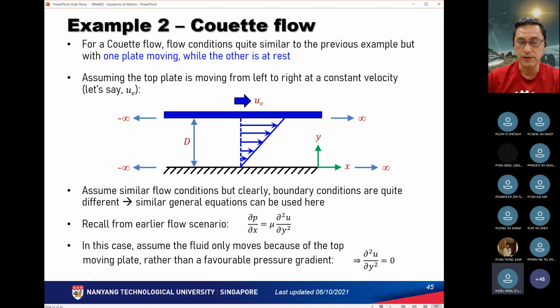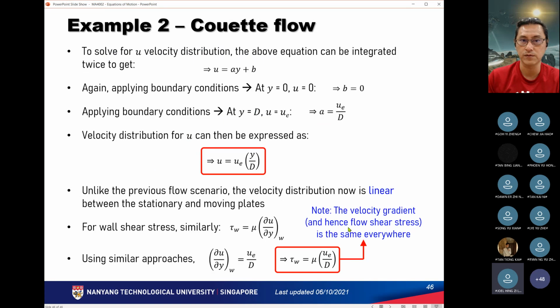However, remember what I said? The fluid is moving from left to right simply because the top plate is moving from left to right, not because there's a fan. We could add a pressure gradient term, just to make things more interesting. But in this case, there's no need. So let's assume there's no pressure gradient produced by a fan or compressor or anything. So we can set del P by del X equals 0. And if that's the case, that means del square U by del Y square is actually equal to 0. And we're supposed to integrate this to get the velocity distribution between the two flat plates.